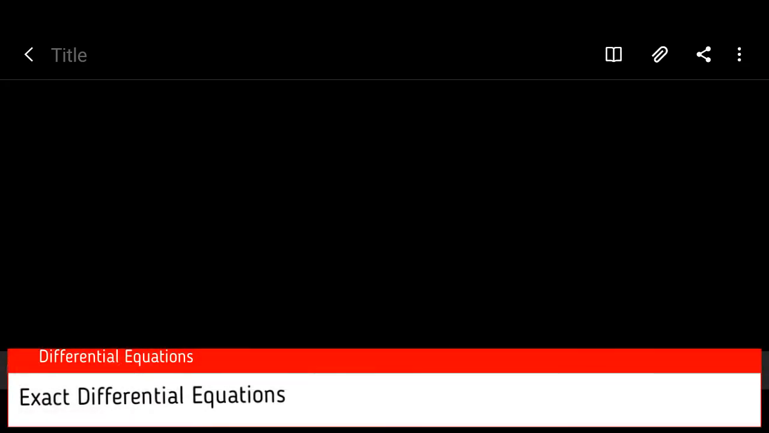Today we're going to talk about exact differential equations. So this is unit 4 of the syllabus, differential equations. Okay, so let me write like this. We have studied how to remove the first derivatives from a linear second order differential equation and how to solve it by removing the first derivatives.